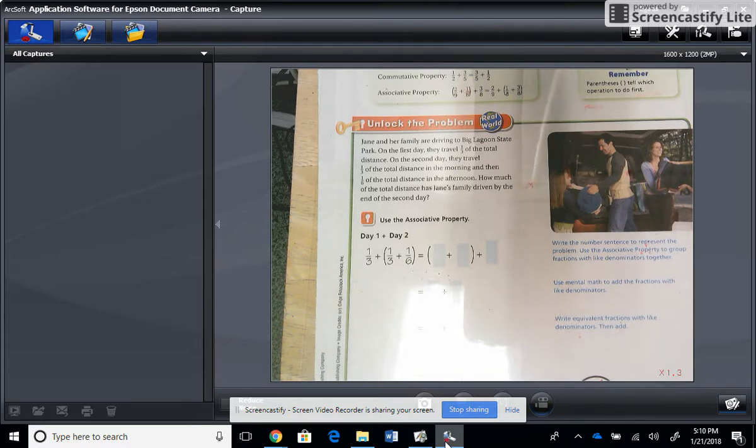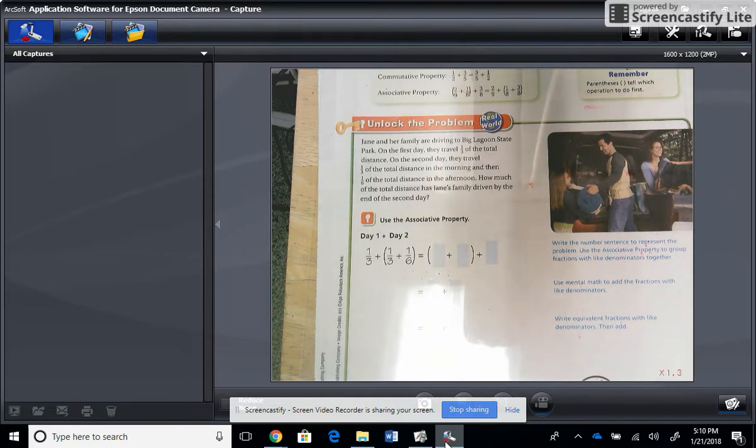Jane and her family are driving to Big Lagoon State. On the first day, they travel 1/3 of the distance. On the second day, they travel 1/3 of the distance in the morning, and then 1/6 of the distance in the afternoon. How much of the total distance has Jane's family driven by the second day?